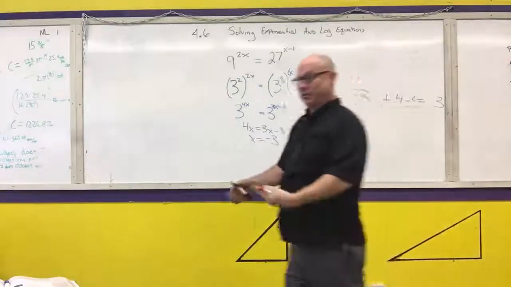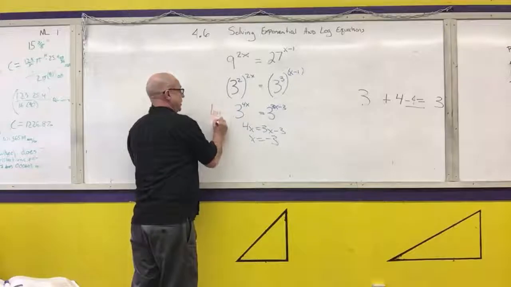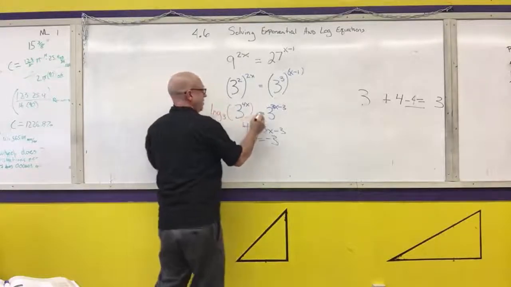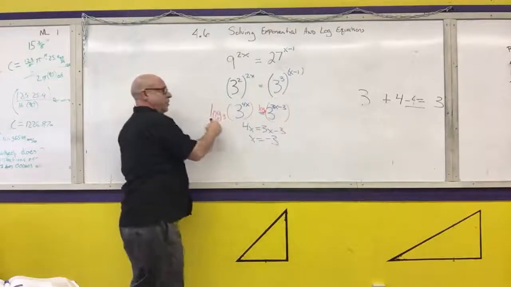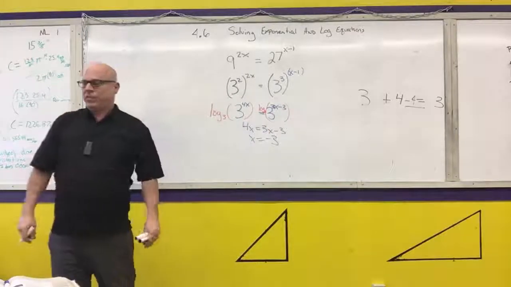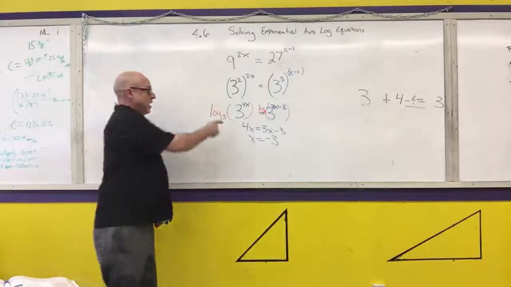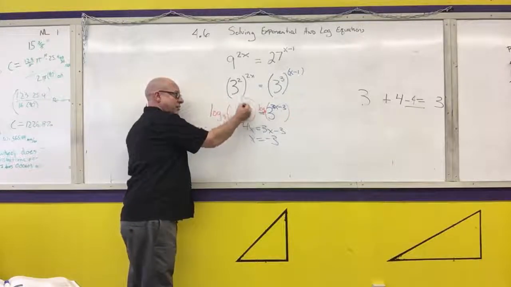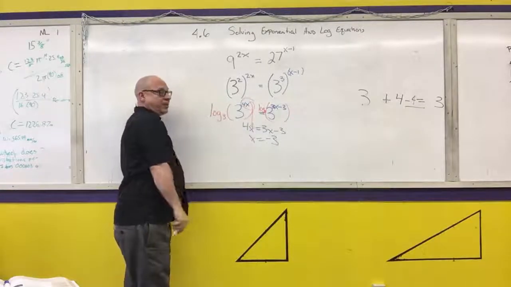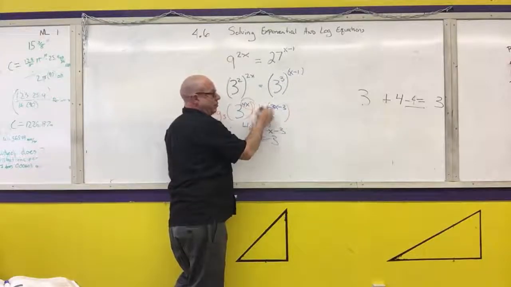Log base 3. If I take the log base 3 of the left-hand side and the log base 3 of the right-hand side, inverse functions performed consecutively do what? Cancel each other out. Inverse functions performed consecutively cancel each other out. So I'm just left with the 4x. I am left with just the 3x minus 3.